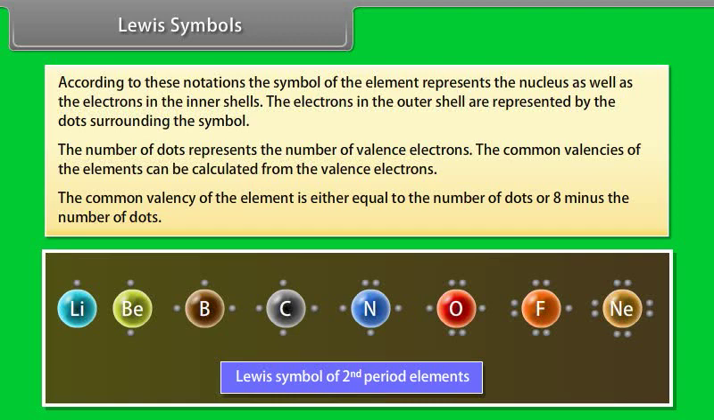For example, the common valencies of lithium, beryllium, boron and carbon are 1, 2, 3 and 4 respectively, while those of nitrogen, oxygen, fluorine and neon are 8 minus number of dots, that is 3, 2, 1 and 0 respectively.